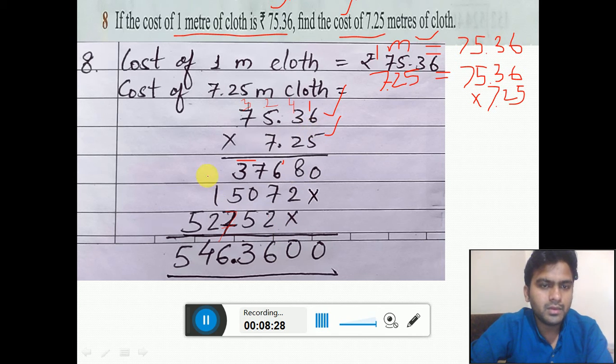Now we will add these three groups of numbers. 0, 8 and 2, 10, carry over 1. 6 plus 1, 7, 7 and 7, 14, 14 and 2, 16, carry over 1. 7 and 1, 8, 8 and 5, 13, carry over 1. 1 and 3, 4, 4 and 5, 9.